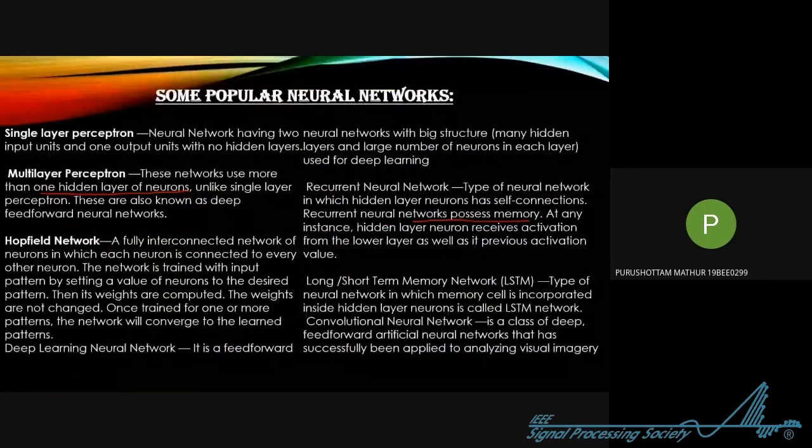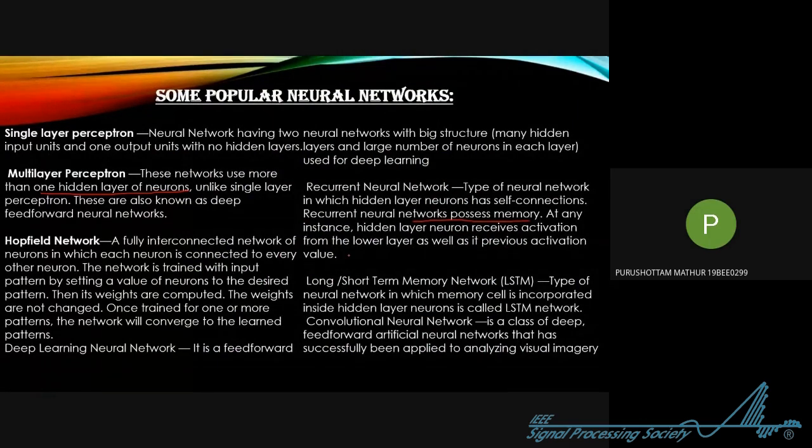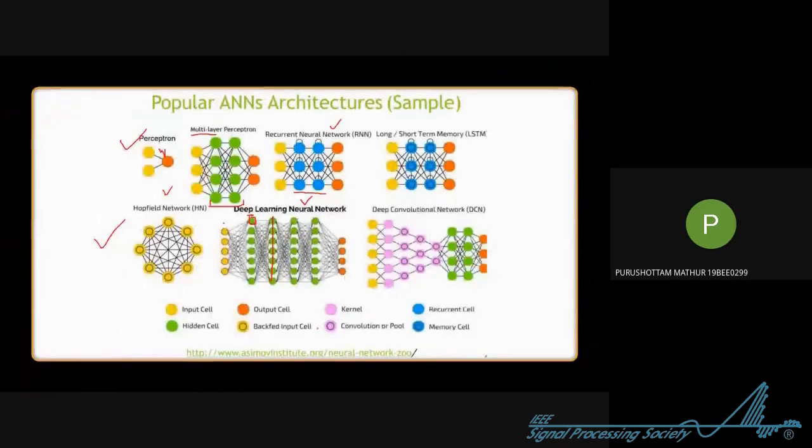At any instant, the hidden layer receives the activation function from the lower layer as well as its previous activation value also. That's what the thing is. LSTM is a type of neural network in which a memory cell is incorporated inside the hidden layer's neurons; that is called the LSTM network. Convolution neural network. I haven't shown the picture here.